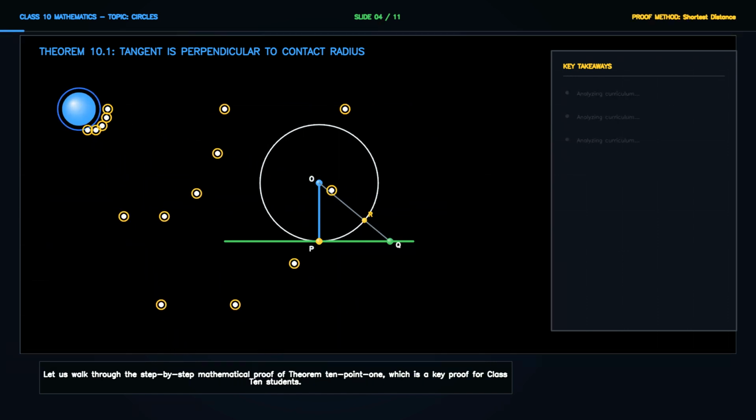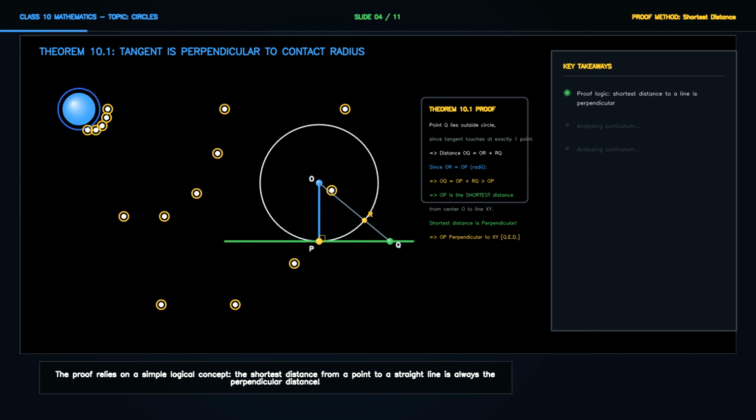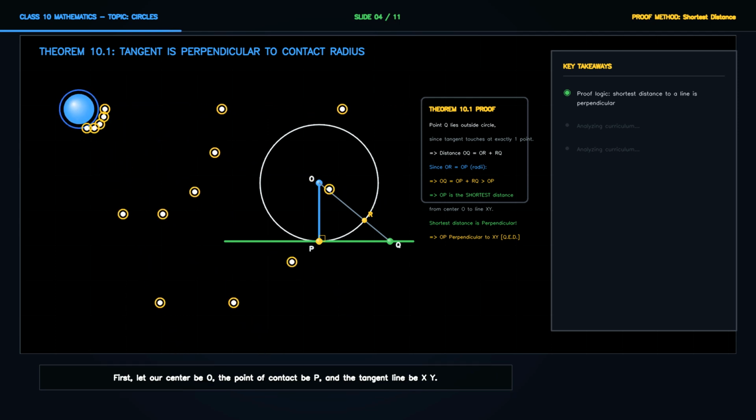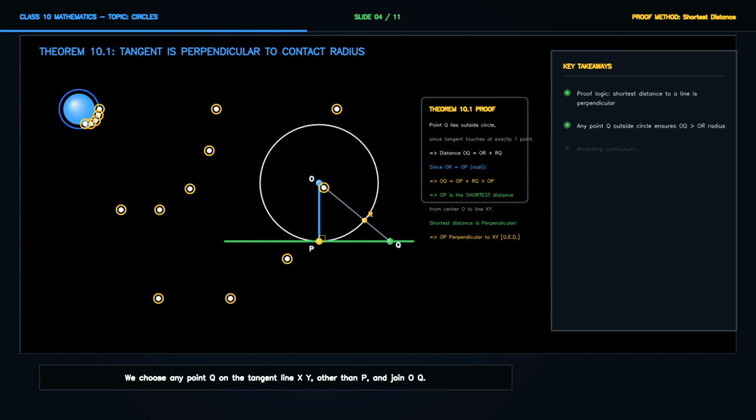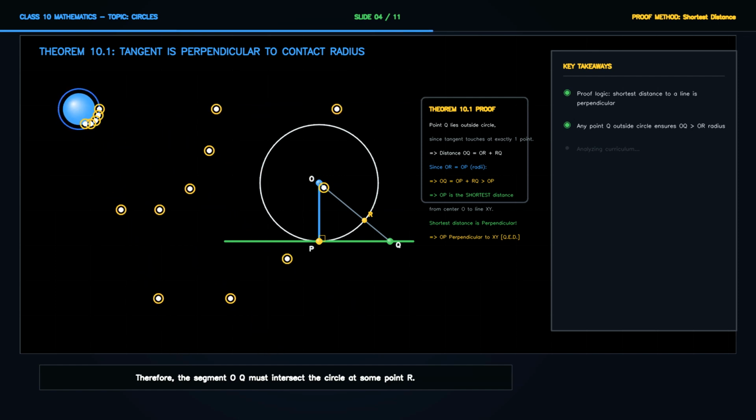Let us walk through the step-by-step mathematical proof of Theorem 10.1, which is a key proof for Class 10 students. The proof relies on a simple logical concept. The shortest distance from a point to a straight line is always the perpendicular distance. First, let our center be O, the point of contact be P, and the tangent line be XY. We choose any point Q on the tangent line XY, other than P, and join OQ. Since a tangent touches the circle at only 1 point, every other point on the tangent line must lie outside the circle. Therefore, the segment OQ must intersect the circle at some point R.